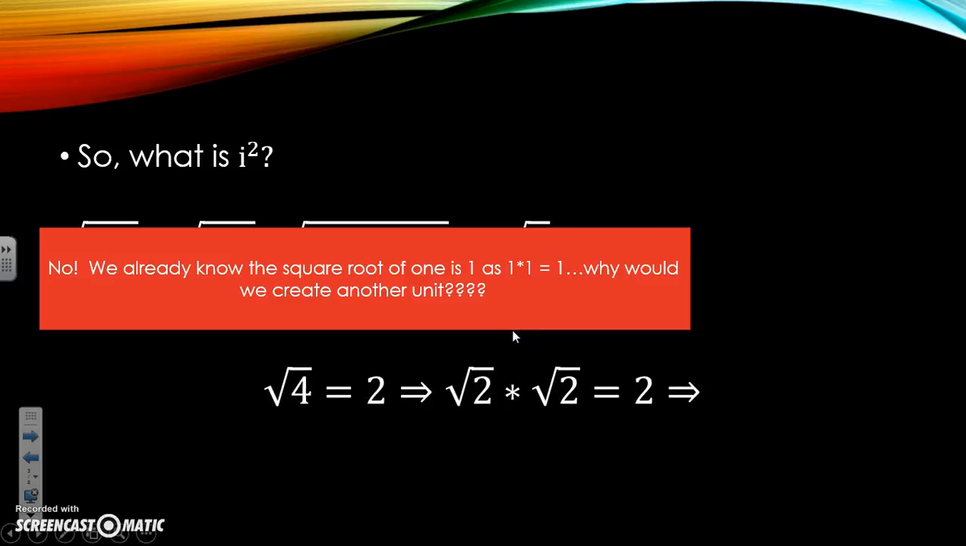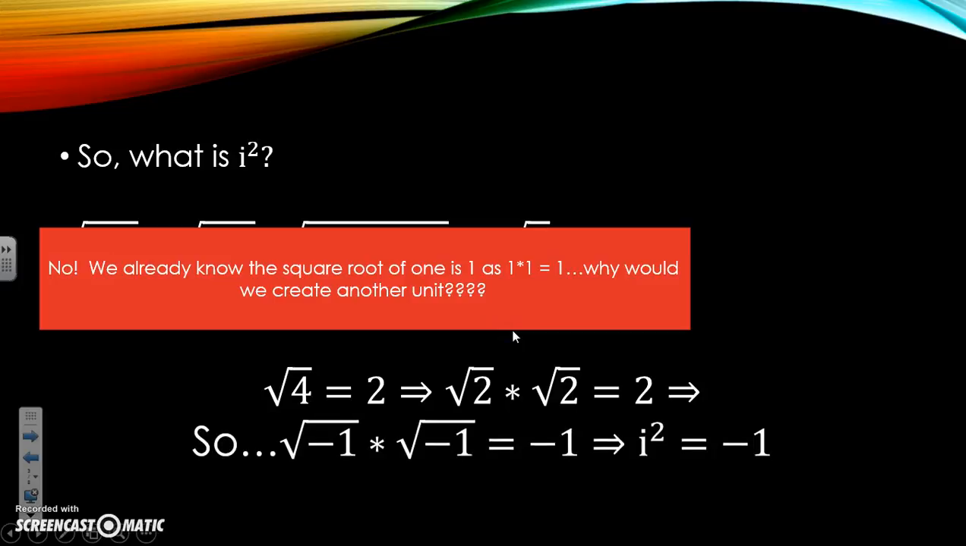So let's think about this a little bit differently. The square root of 4, you would all tell me, is 2. Well, that's the same thing as saying that the square root of 2 times the square root of 2 is equal to 2. So using that logic, let's think about i squared. The square root of -1 times the square root of -1 is -1, which is i squared. So i squared is actually -1.